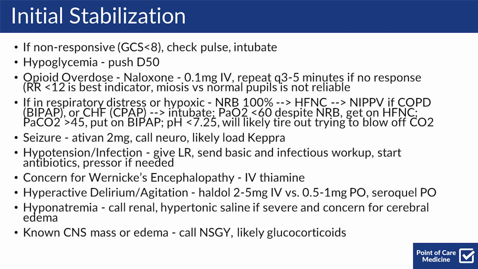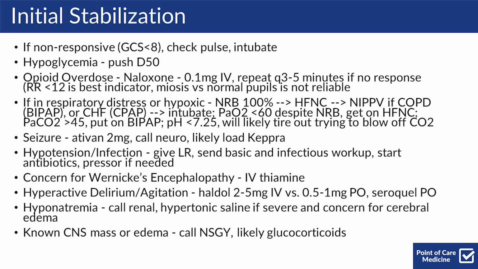If the patient's in respiratory distress or is hypoxic, put them on non-rebreather 100%, bump them to high-flow nasal cannula if that's not working, and consider whether or not they would benefit from non-invasive positive pressure ventilation or if they just need to be intubated. Things that can tip you off include a PaO2 less than 60 on ABG despite non-rebreather or high-flow nasal cannula, and a PaCO2 over 45 despite things like BiPAP.